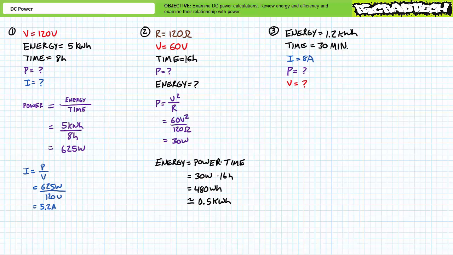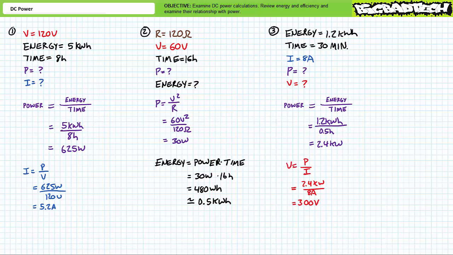Finally, our last problem features a device that needs to accomplish a task that necessitates the expenditure of 1.2 kilowatt hours of energy, and it needs to happen over a 30-minute time span. In doing so, the device is anticipated to draw 8 amps of current. We're being asked to solve for the power rating of the device and the supply voltage necessary to operate the device. Power is energy over time. 1.2 kilowatt hours over 30 minutes, or 0.5 hours, yields a power rating of 2.4 kilowatts. Voltage is equal to power divided by current. 2.4 kilowatts divided by 8 amps demonstrates the device necessitates 300 volts to operate.